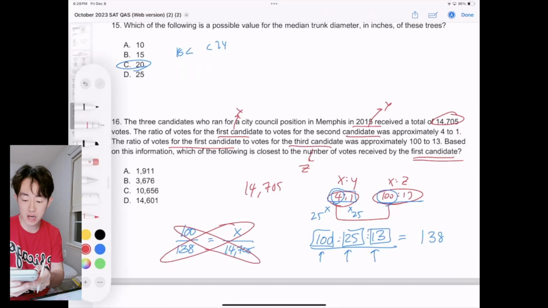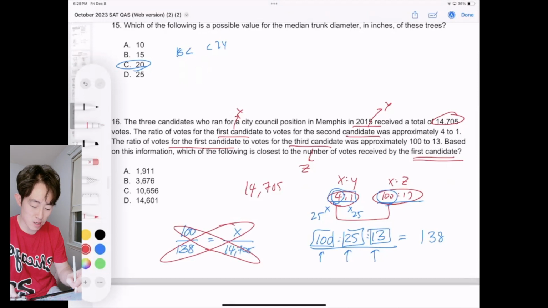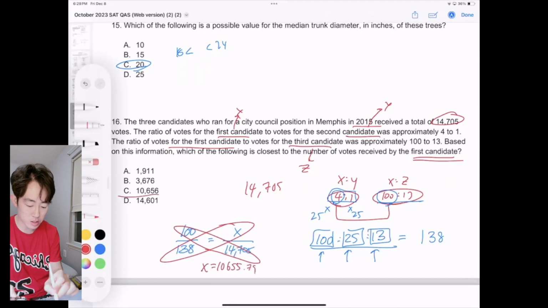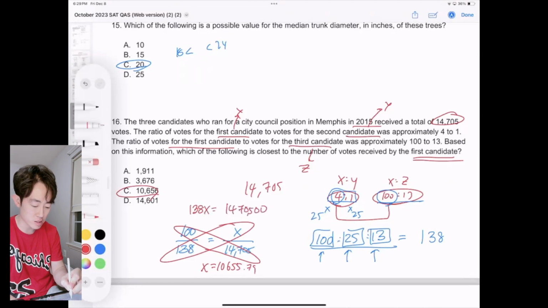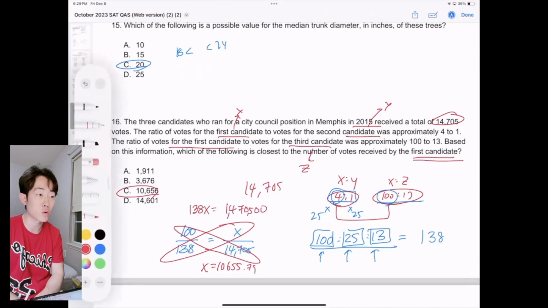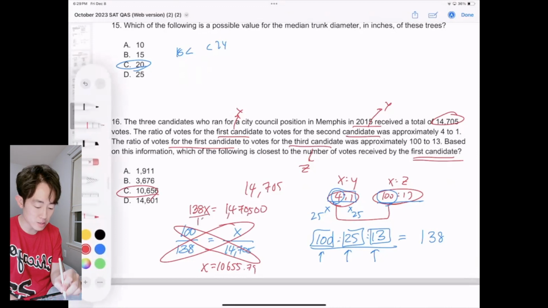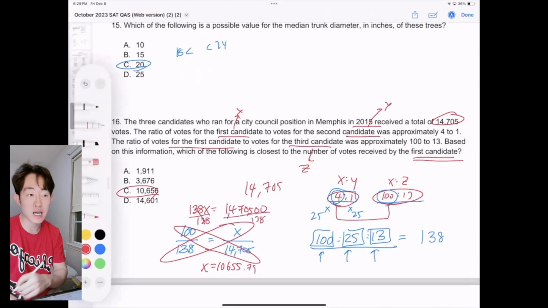So this one I actually have to use the calculator because I don't feel like doing that by hand. Divide, and then you get X is equal to 10,655.79, closest to being C. Now, if you're forgetting cross multiplication, just remember 138x is equal to 14,705.00, which is 1,470,500. Divide both sides by 138 and let the calculator do the work for you.